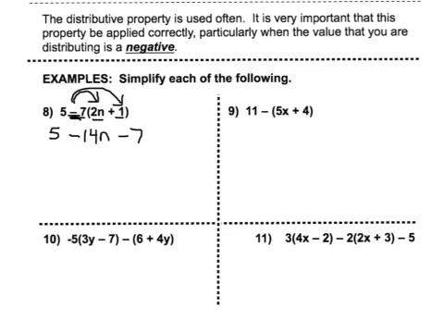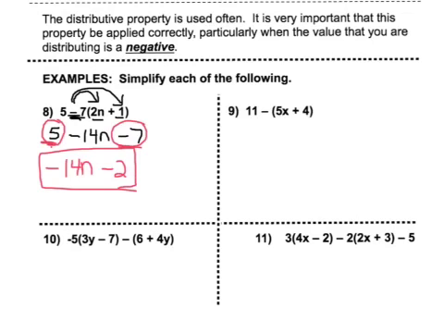Now I'm going to combine like terms. So the only terms that I have alike are a constant of 5 and a negative 7. So I'm just going to bring that negative 14n in, just because we usually put the variable term before the other ones. And then I'm going to combine a positive 5 and a negative 7. 5 plus negative 7 is negative 2. So this is a simplified expression. Let's write down the next one.